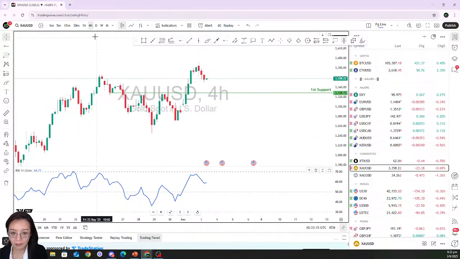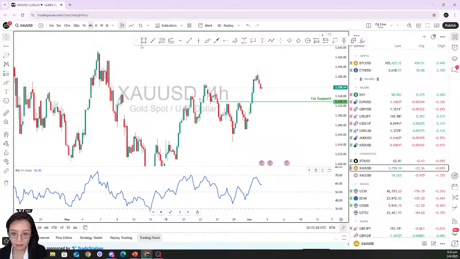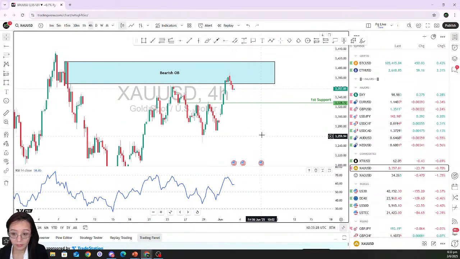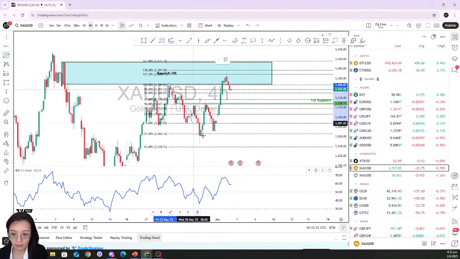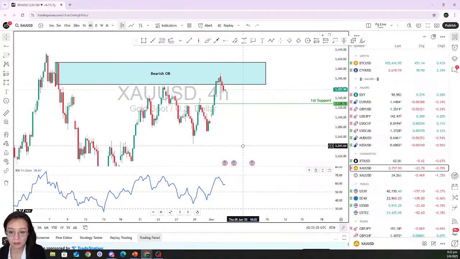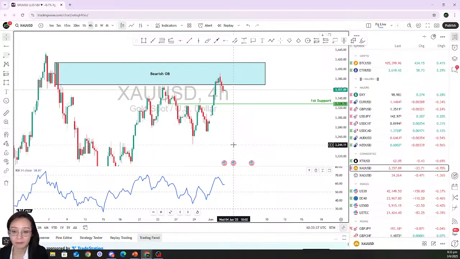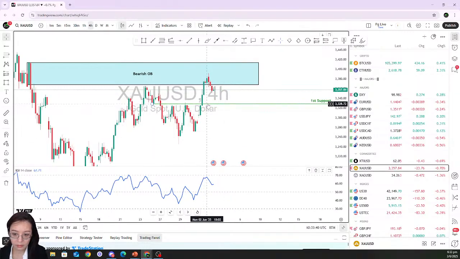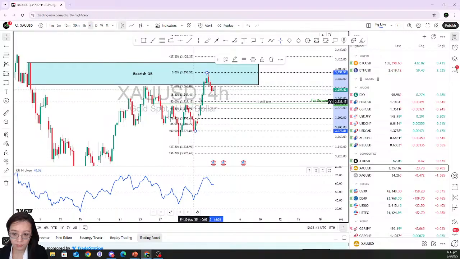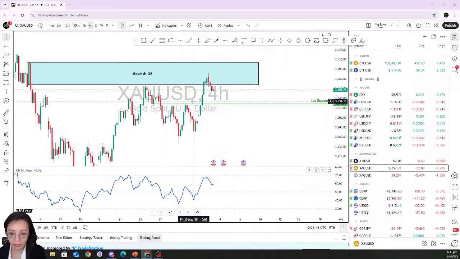But it seems like price, this is our supply or bearish order block, within the extension. This one we have a 50% fib level, somewhere around there.